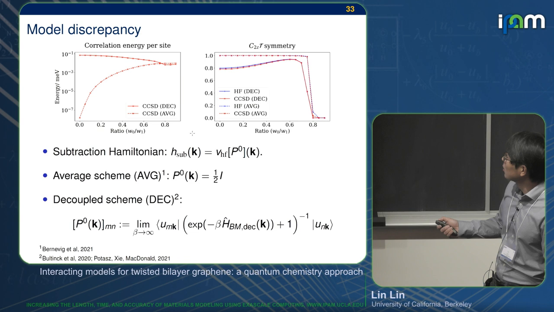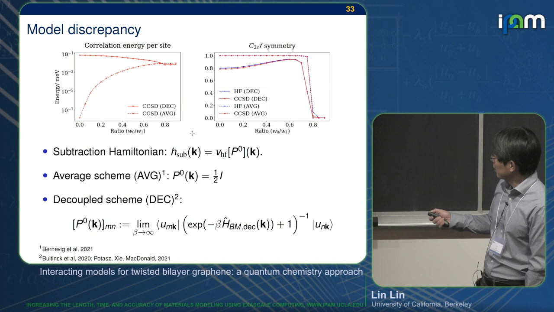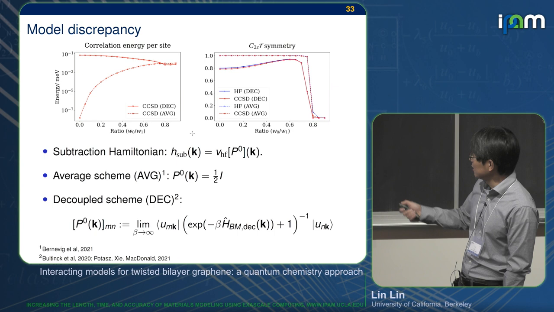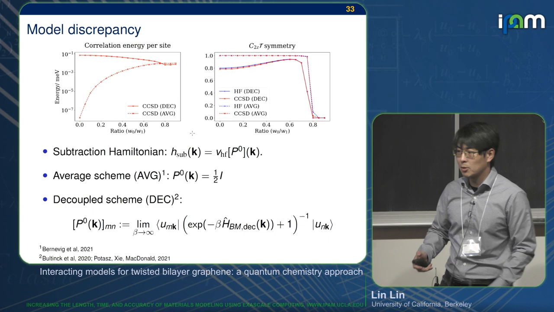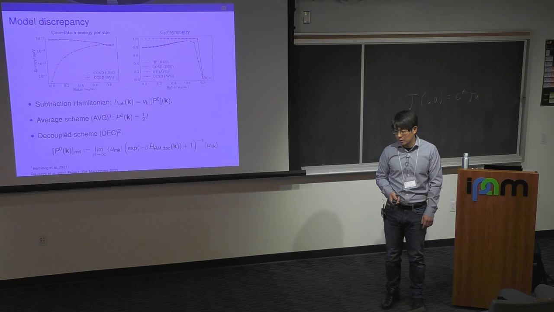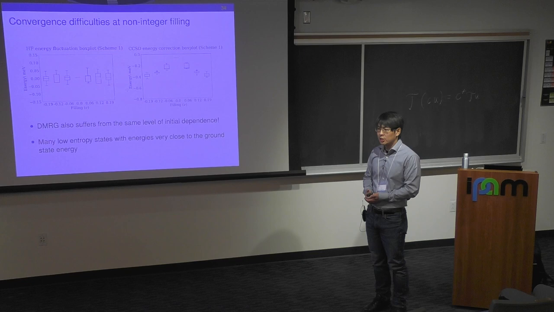And also, for the average subtraction scheme, this is a perfect symmetry breaking, and then it's a really perfect ferromagnetic Hall state. And then you have a C2ZT symmetric phase, but the slope is a lot more smeared using the decoupled scheme. So those kind of things are really worth keeping in mind and worth validating and calibrating when using more complicated models.